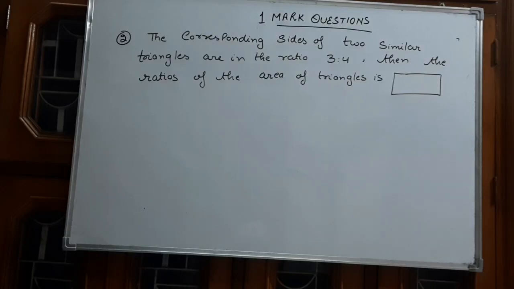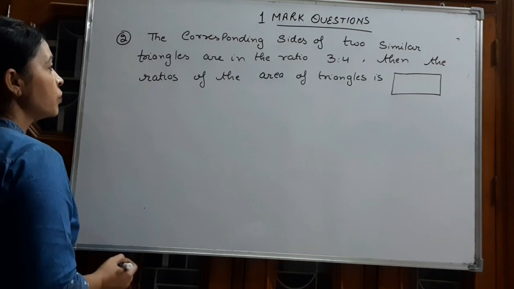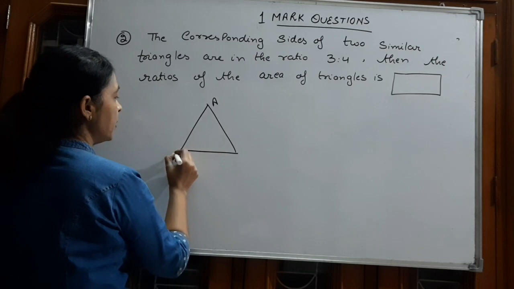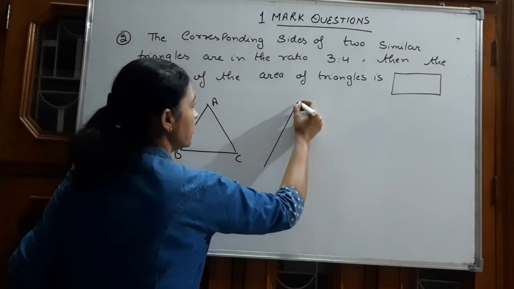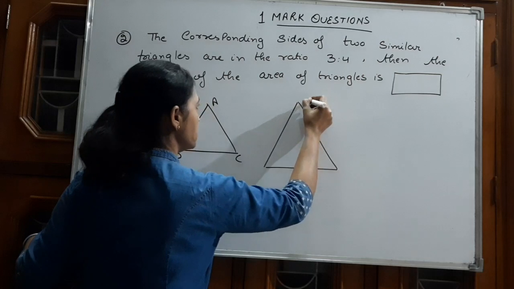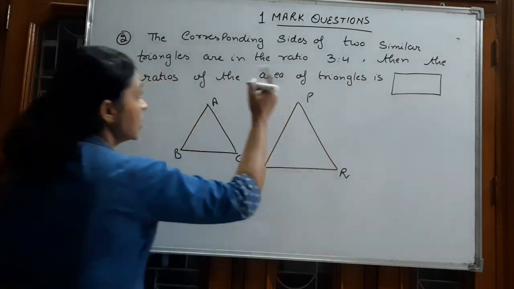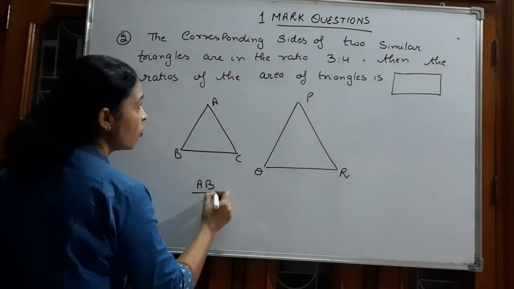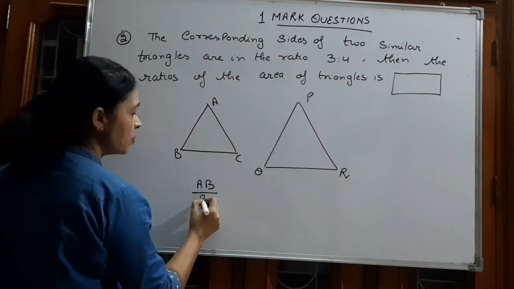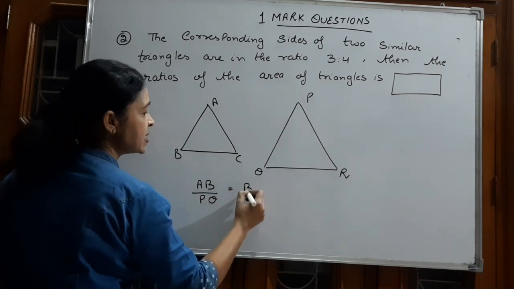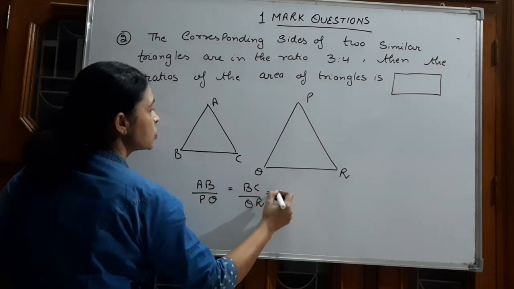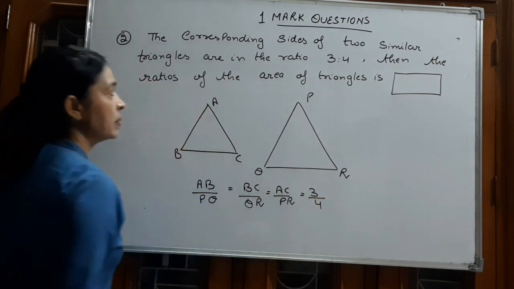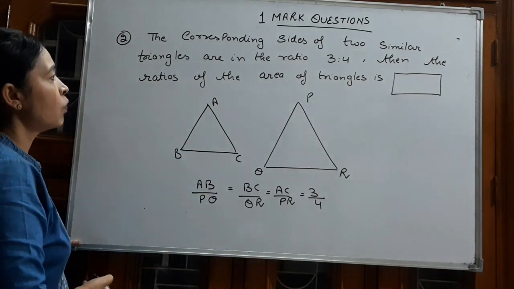The corresponding sides of two similar triangles are in the ratio of 3:4. We have two triangles, ABC and PQR. The corresponding sides of these two triangles are in the ratio of 3:4. Means AB upon PQ equals BC upon QR equals AC upon PR, and they are proportionate in the ratio 3:4.